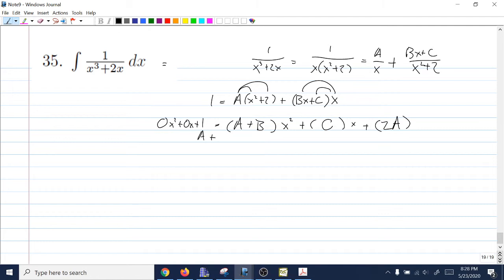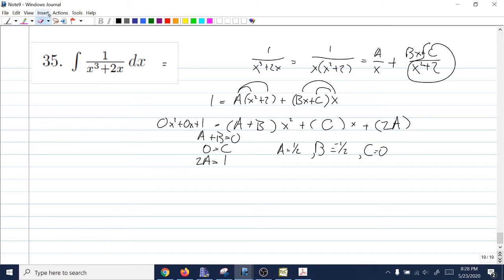So I want a plus b is 0. I want 0 is c. That's nice. I want 2a is 1. So a is a half. B is negative a half. C is 0. The c being 0 is nice because I don't have to do the tangent inverse one that you need to do for that.